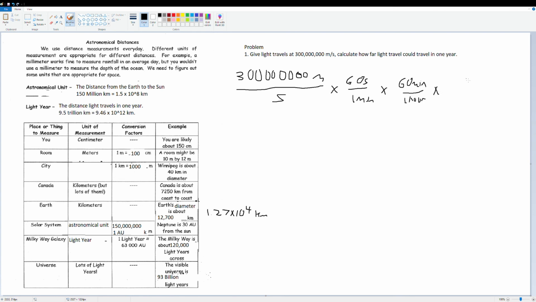How many hours are in a day? Of course there are 24 hours in 1 day. And then, of course, how many days are in a year? 365 days in 1 year. So we're going to multiply it all out, and we get the number 9.46 times 10 to the 15 meters per year.